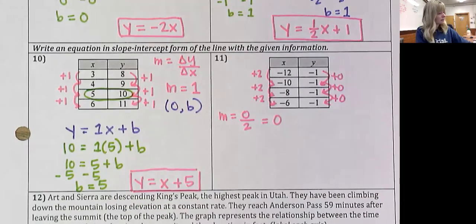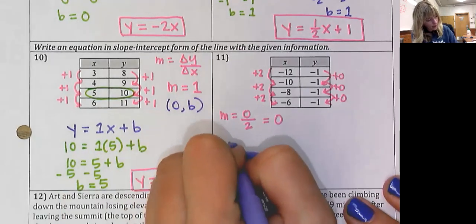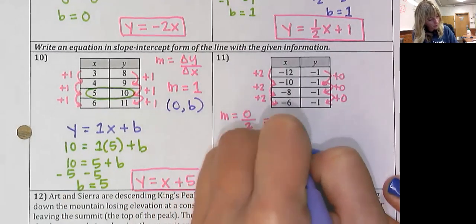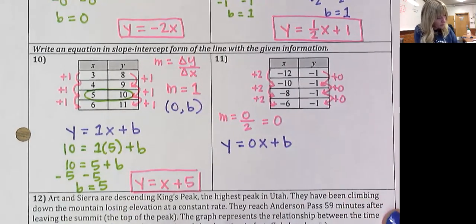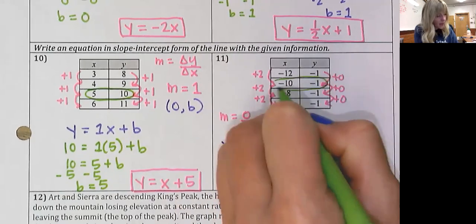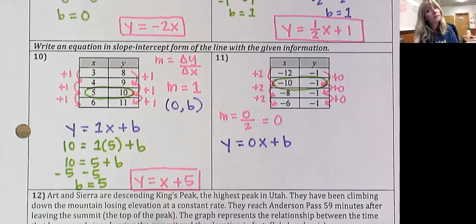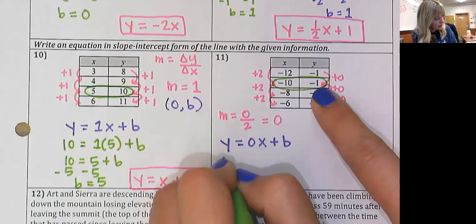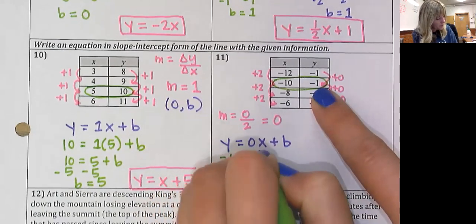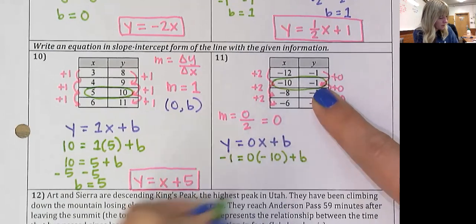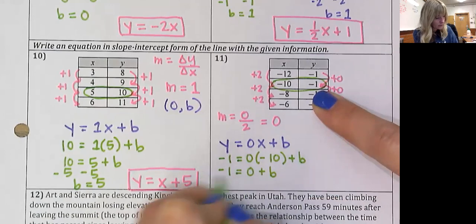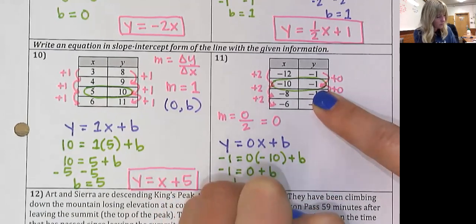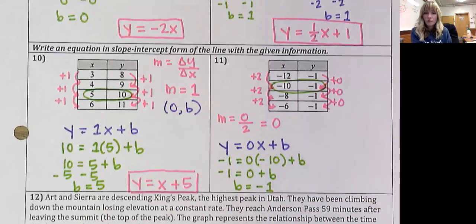Okay, I can still totally use that. If I go y equals 0x plus b. I mean, it's a little weird, but I can use it. Okay, now I'm just going to pick an ordered pair. I'm going to pick this one. You can absolutely pick a different one and see what happens. Okay, all right, so I'm going to plug in negative 1 for y and do 0 times negative 10 plus b. Well, 0 times anything is 0, right? And if I minus 0 minus 0, that just means b equals negative 1. And no matter which one of those ordered pairs you picked, you should have gotten b equals negative 1.